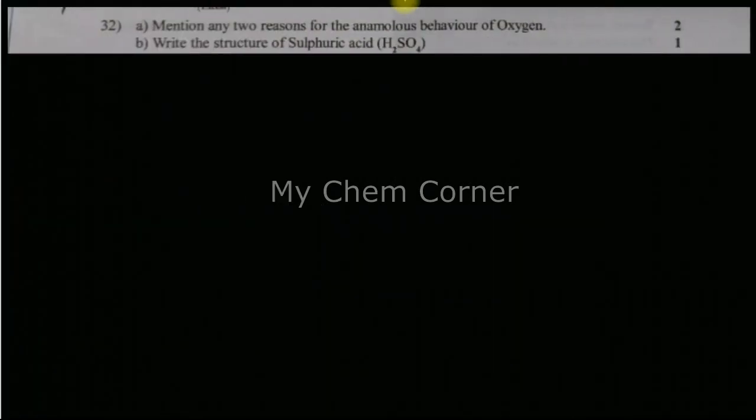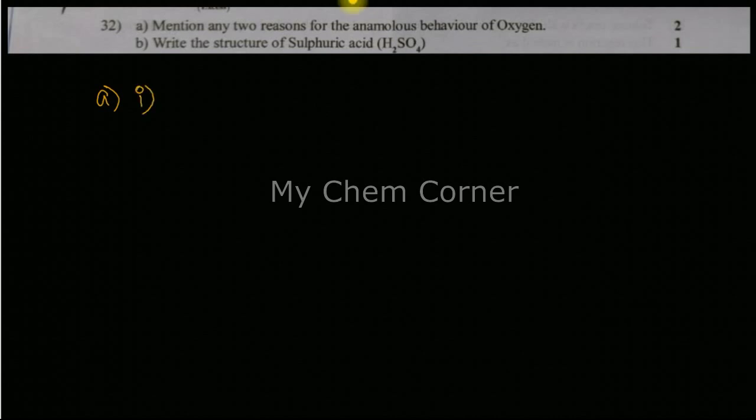Alright, now next one is question 32. It has 2 parts, so it's 2 plus 1 in the division of marks. Mention any two reasons for anomalous behavior of oxygen. We have so many reasons. We have oxygen is small in size, there is high ionization enthalpy, high electronegativity, absence of d orbitals in the valence orbital. Any of the two reasons you can write for this question.